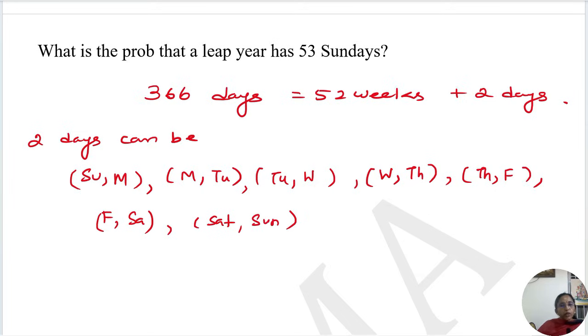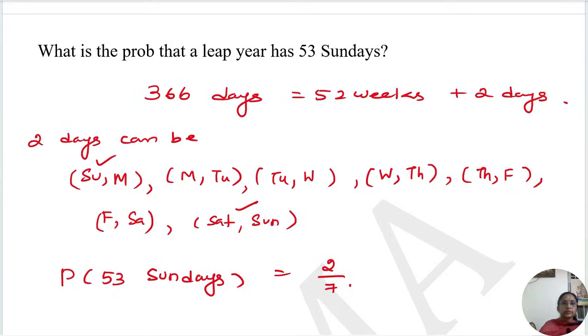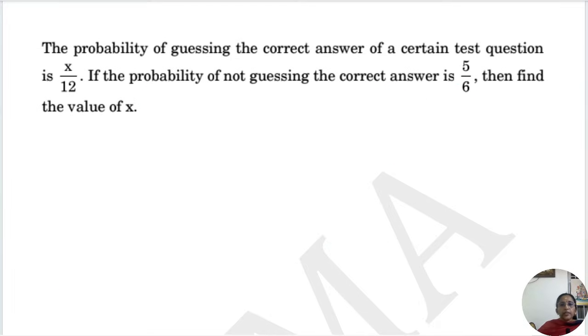So now we are asking about the Sunday. So 2 possibilities out of 7. So the probability of 53 Sundays is equal to 2 divided by 7. The probability of guessing the correct answer of a certain test question is x by 12. If the probability of not guessing the correct answer is 5 by 6, then find the value of x.